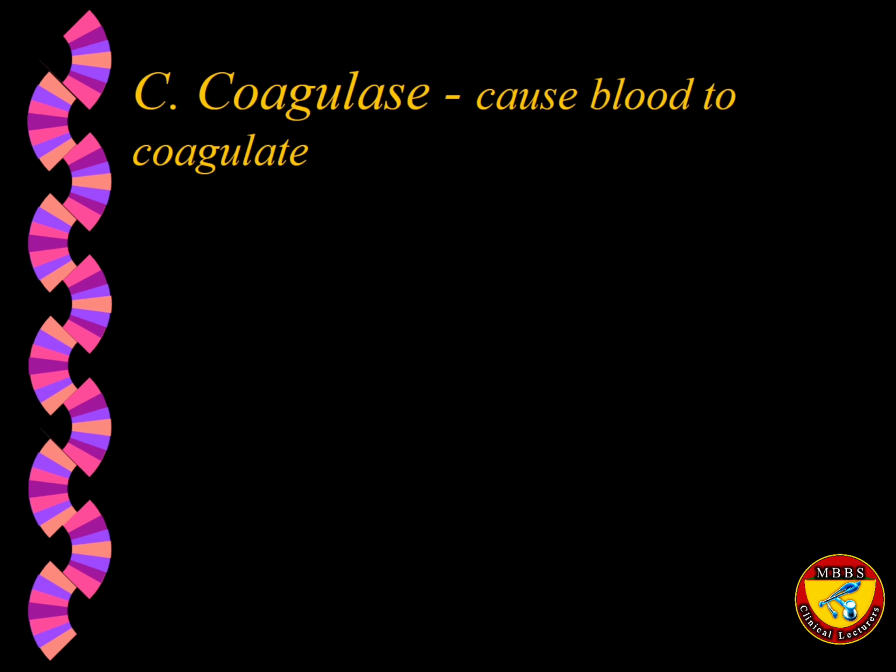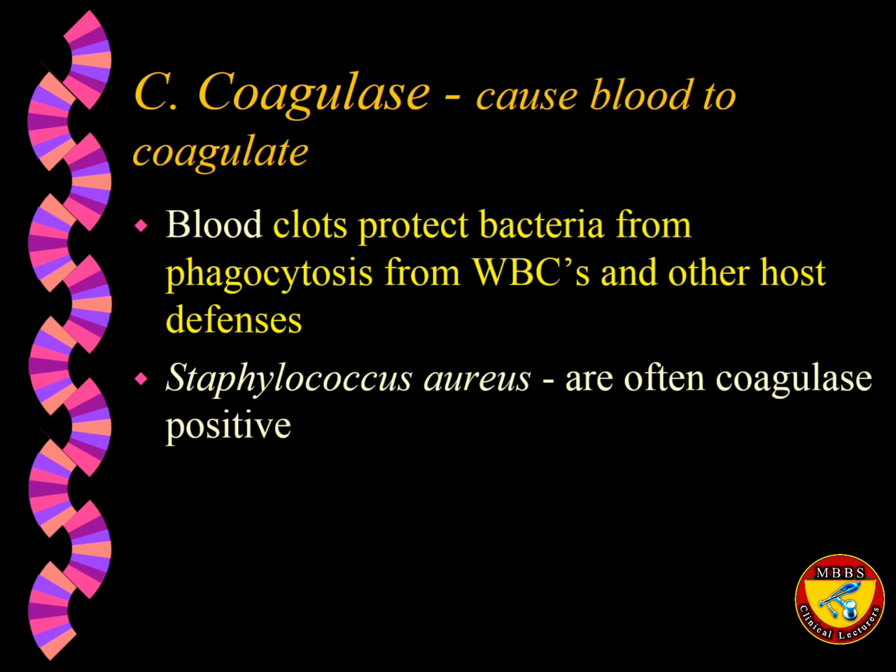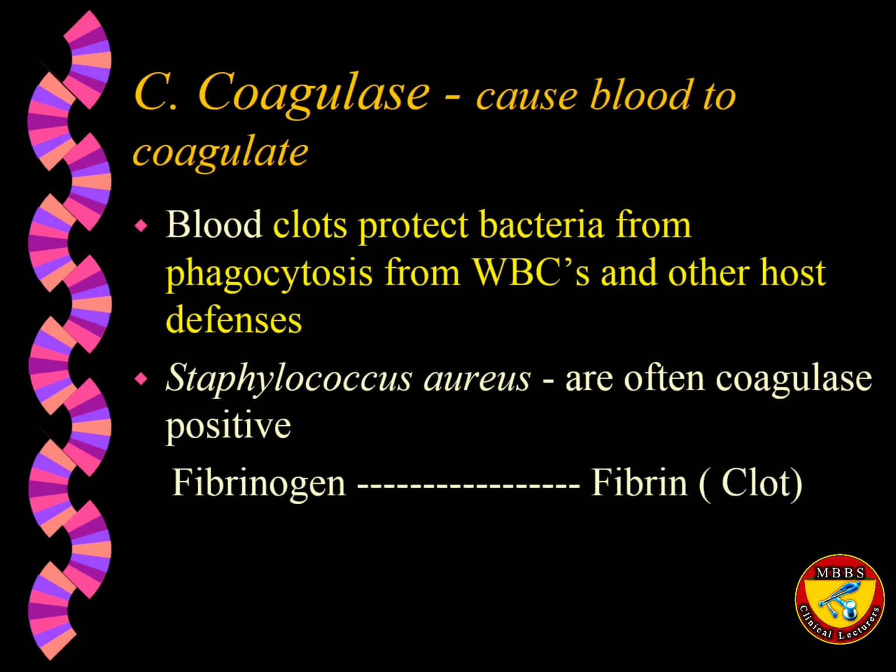Another enzyme secreted by bacteria is coagulase, and it helps the blood to coagulate. It's a property specifically of Staphylococcus aureus. These blood clots protect the bacteria from phagocytosis by WBCs and other host defenses. Staphylococcus aureus is the prime example of coagulase positive staphylococci. Fibrinogen converts into fibrin and a clot is formed.